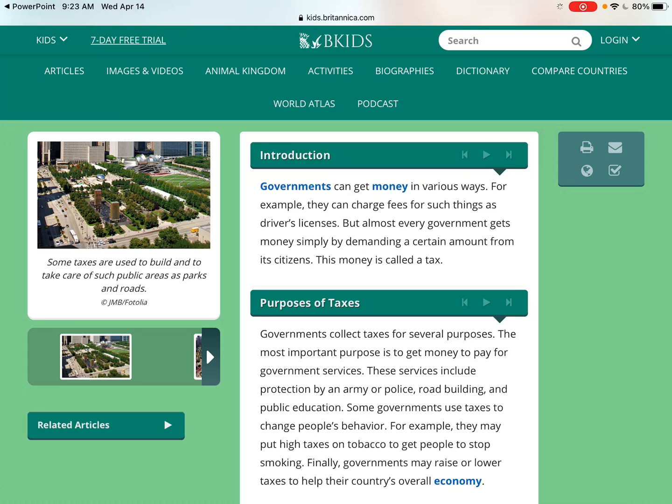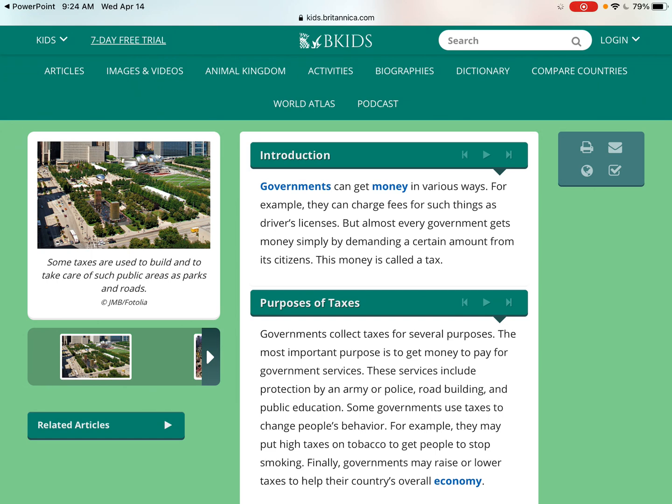Okay, before we start taking some notes, I'm just going to give you an overview of what taxes actually are, because as 7th grade students, you probably don't deal with a lot of taxes. Your parents deal with them more. So, governments can get money in various ways. They can charge fees for things such as a driver's license, but almost every government gets money simply by demanding a certain amount from its citizens, and this money is called a tax.